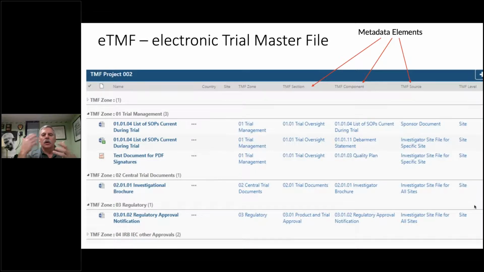When Charles was talking earlier about metadata and classifying things, you'll see that there are 3 files in that TMF zone of 01 trial management, and each of those files has a slightly different component. So if you wanted to search for something specific, I could pull those out. If I was looking for sponsored documents, I'd look at my TMF source. If I was looking at site files, I would look for anything classified as a site file. The goal is to help you get to those documents more easily. Now, part of the issue is you're going to be working with a bigger group. Somebody may be working on certain types of documents within that trial, and somebody else is working on something else. Next slide, please.